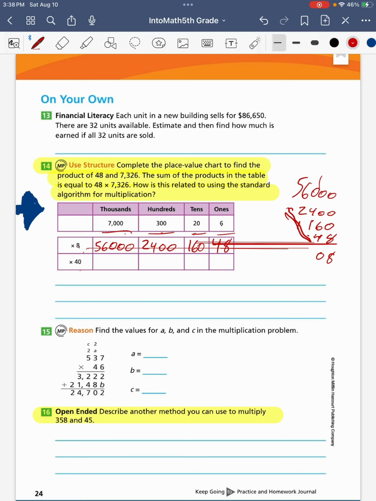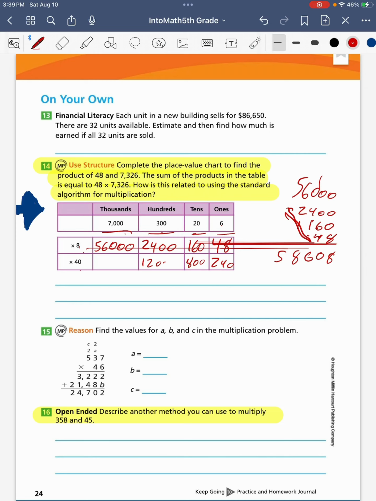8, 10, 1, 2, 4, 6. 6 plus 2 is 8, and a 5. So our ones, we got a total of 58,608. Now we multiply by our tens. 40 times 6 is 240. 40 times 20 would be 800.